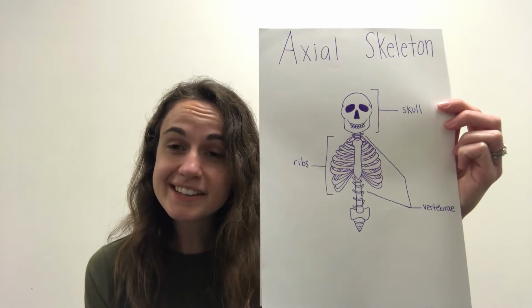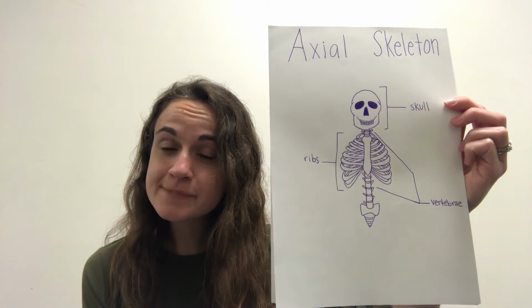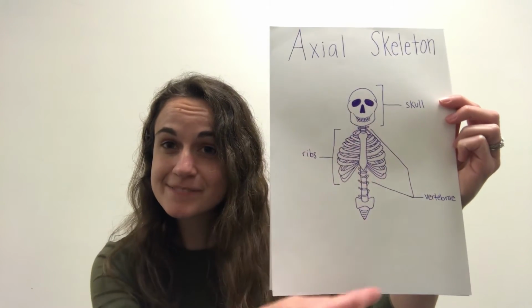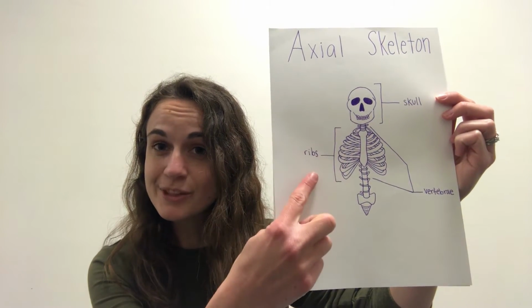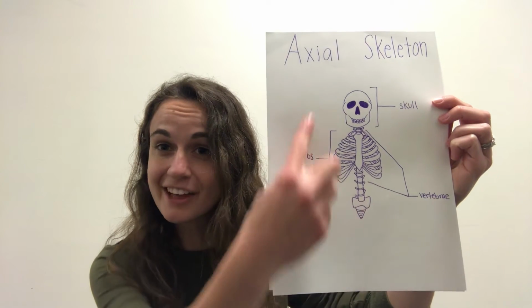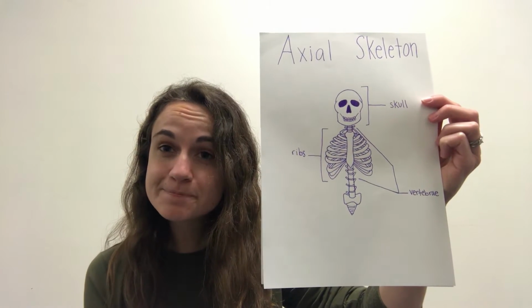The axial skeleton has 80 bones together in these three areas. So the skull, the ribs, and the vertebrae together have 80 bones.